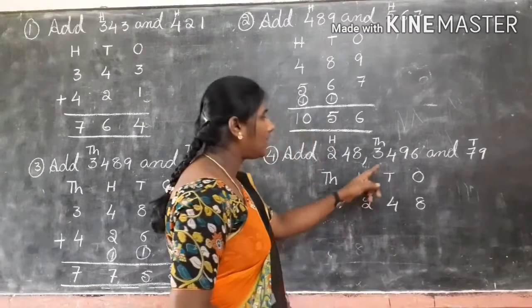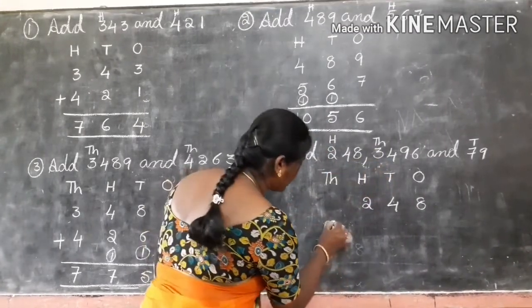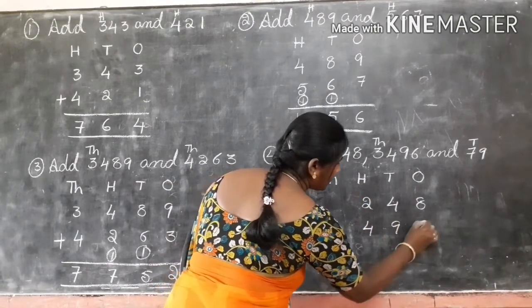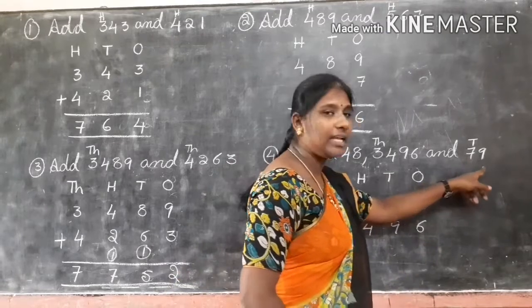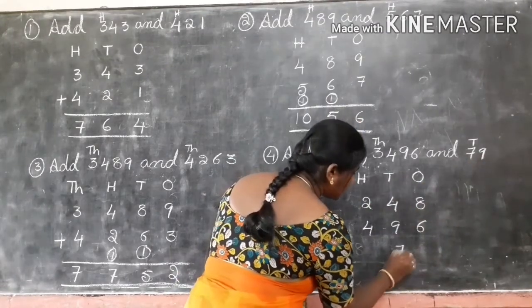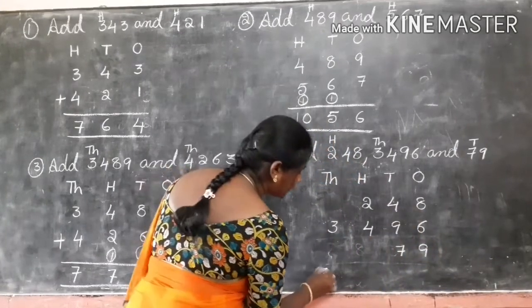248. The second number is starting from the thousands place, 3,000. So we have to start from the thousands place, 3,496. Next number 79. It is starting from the tens place. So we have to start writing at the tens place, 79. Now add this one.